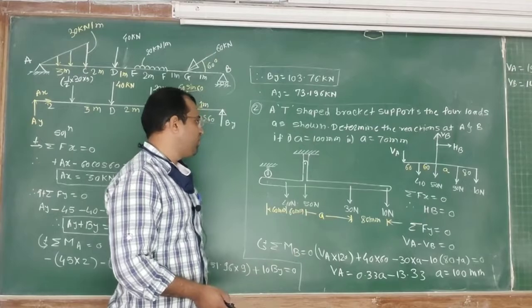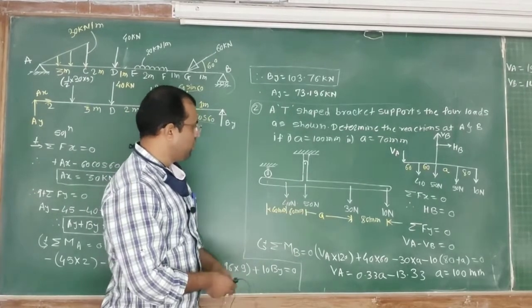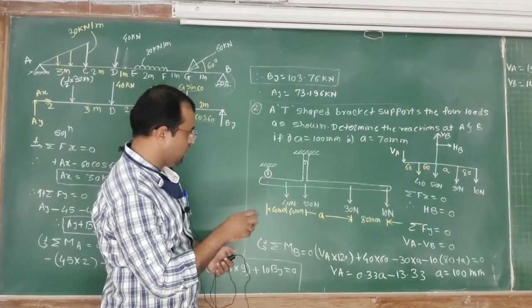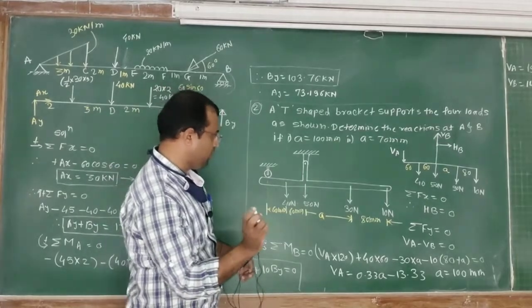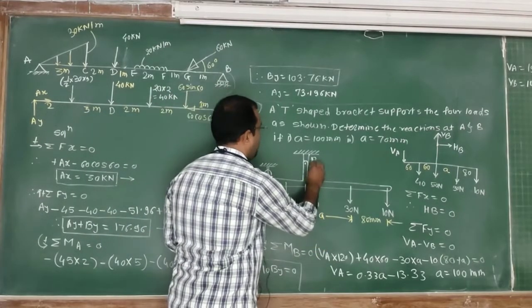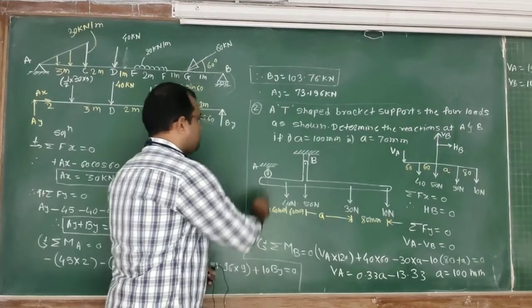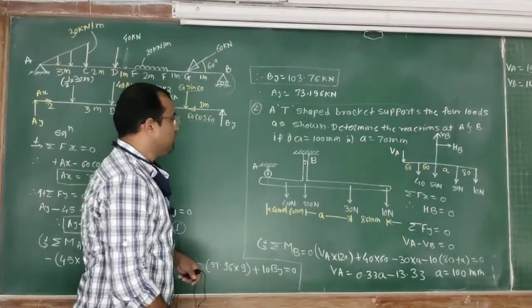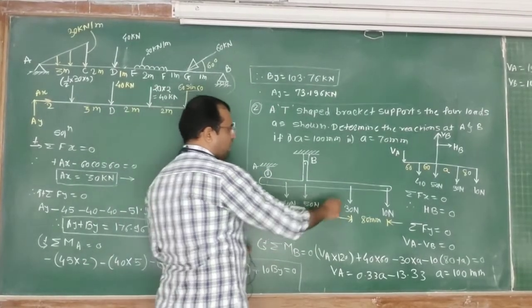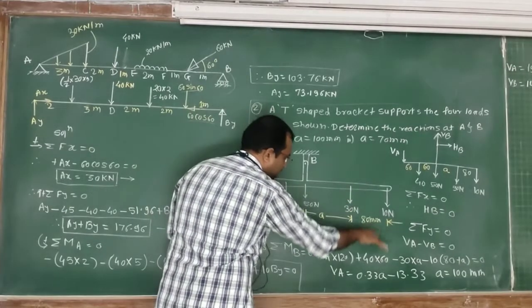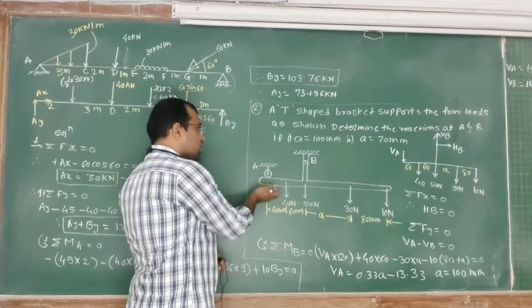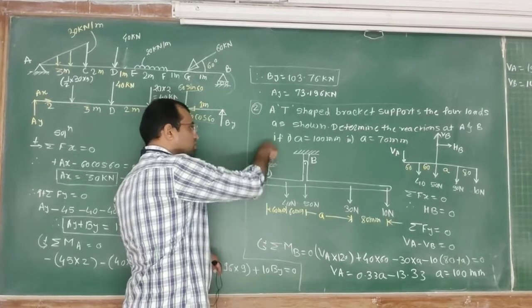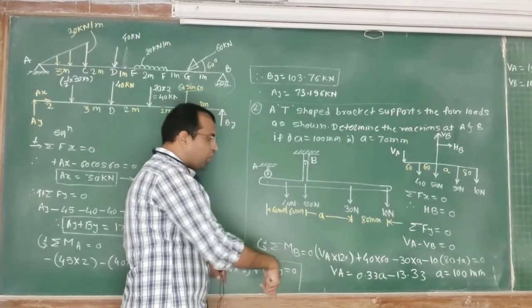This bracket is of T shape, which is supported at this point. Let me consider this point as B, and this point is A. I forgot to write the notation here. So this point is A. Now if you observe, due to this loading the bracket will go in a downward direction. Therefore the part behind B will go in the upward direction. Therefore the support at point A should be in the downward direction.